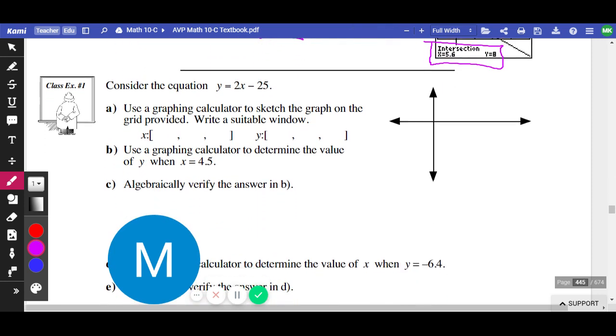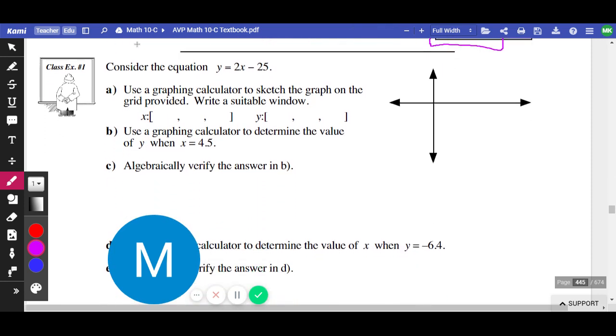So, here's the first example. Let's consider the equation y equals 2x minus 25. We're going to go to our y equals, and we're going to put this into y1. We're also going to delete out anything in y2. Right? We don't need any other lines. All we need is this in y1. So you should be putting 2x minus 25. You want to use the minus button, which is above the plus symbol. Don't use the negative one.